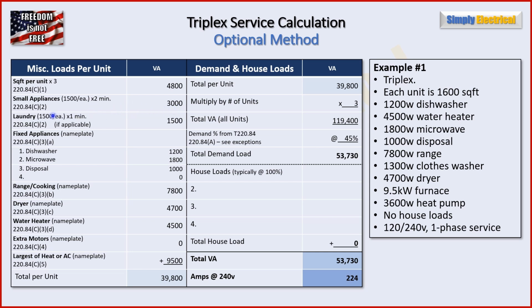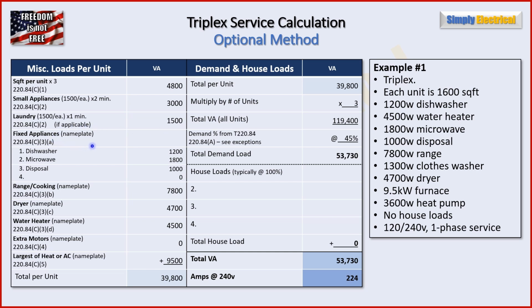We have a laundry circuit, 1,500 each. 1 minimum is required. We know because it says right here we have a 1,300 watt clothes washer, so we got to add that in. But we have to add a minimum of 1,500 watts, or VA. So even though it's a 1,300 watt clothes dryer, our load for our service has to be counted as 1,500 minimum. Then we're going to go to our fixed appliances next.